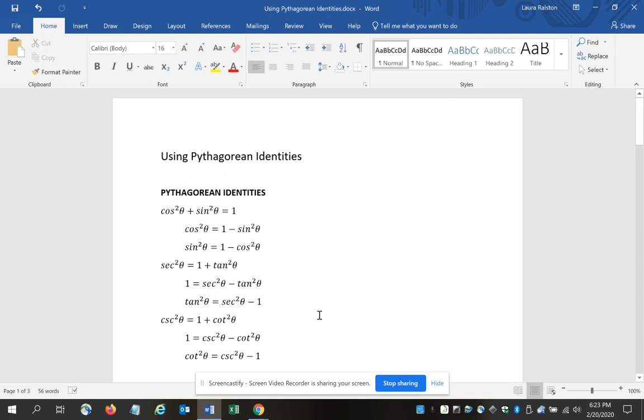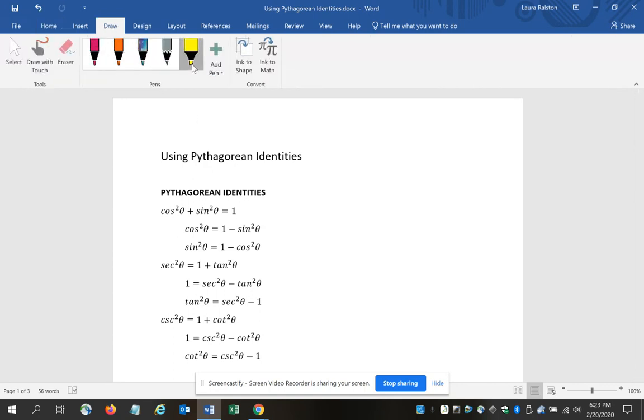In this video, I want to talk about using the Pythagorean identities, and I've actually copied all of the Pythagorean identities here on this particular video, so you'll have them organized. There's really three primary identities. You have cosine squared theta plus sine squared theta equals 1. You have secant squared theta equals 1 plus tangent squared. And cosecant squared theta equals 1 plus cotangent squared.